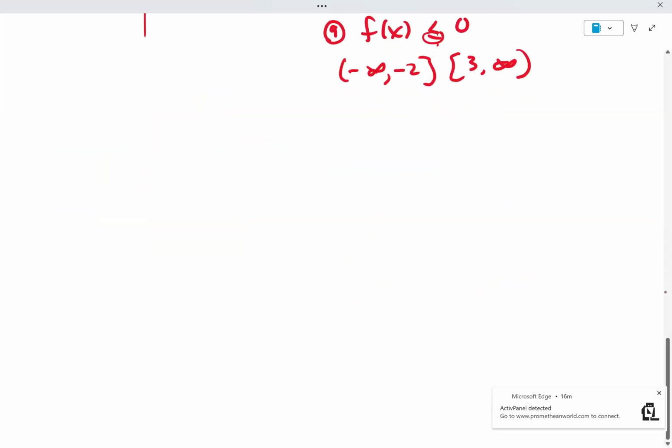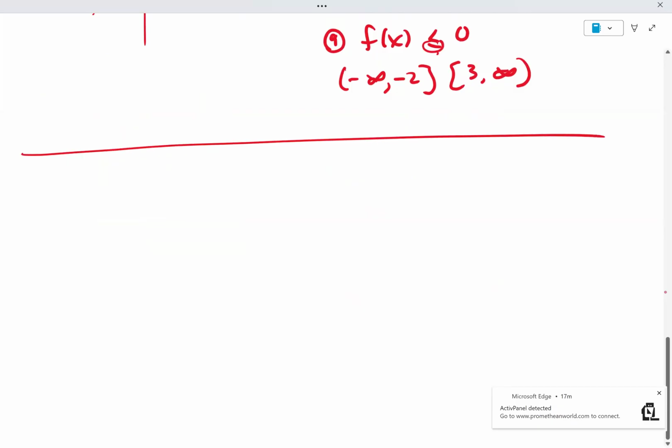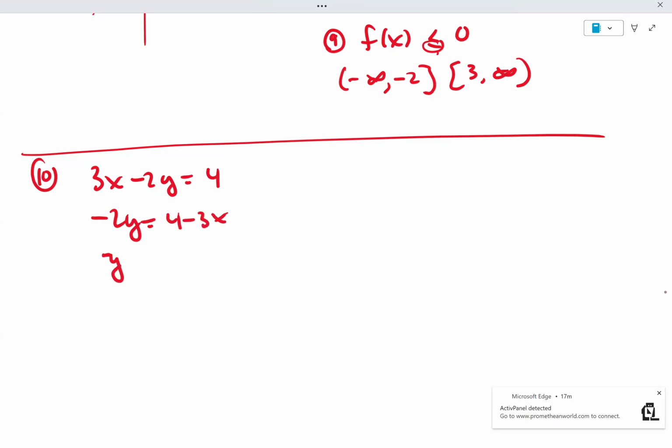And the cumulative review questions in prep for the exam or the test. Number 10, the equation of a line perpendicular. I definitely need to solve this for y by subtracting 3x. This is a -2y. Well, let's just divide by -2 then. And y equals -2 plus 3/2 x.